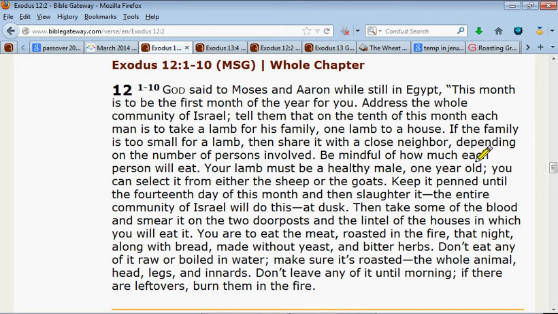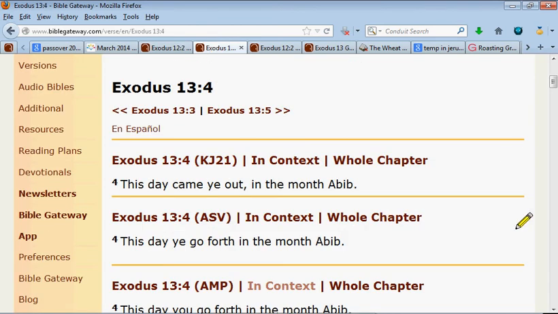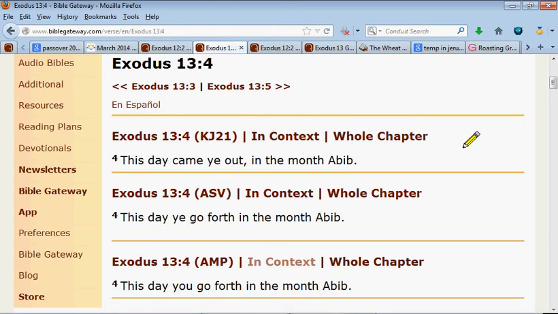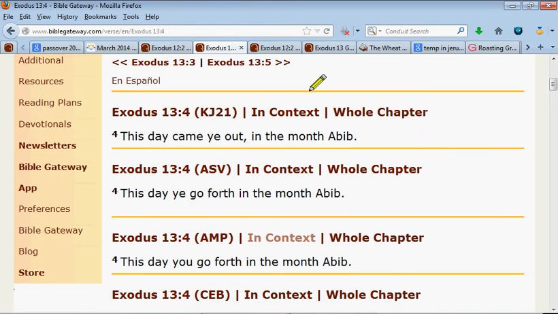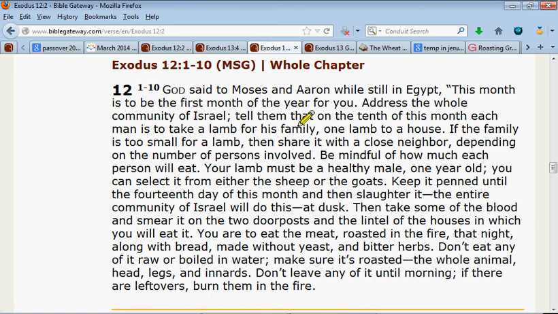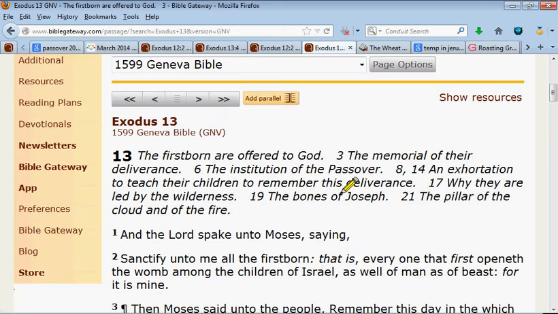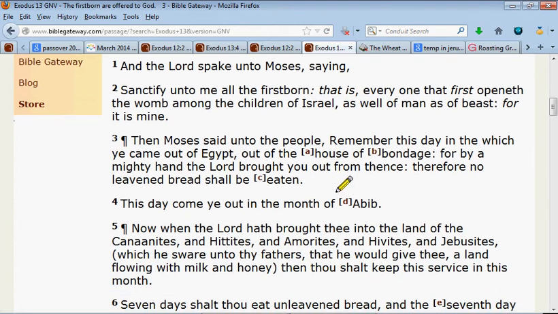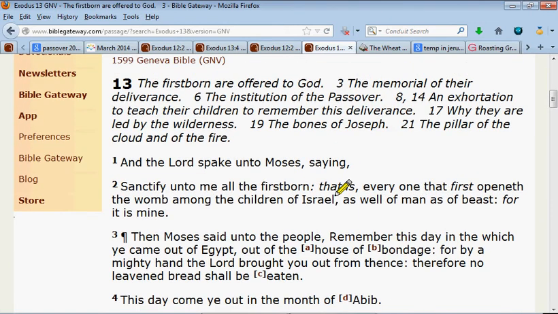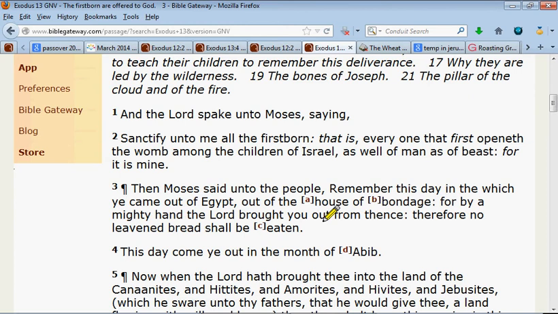And God did change the months from the 7th month, and we won't go into that in this study. The first month is Aviv or Abib. And let's go to Exodus 13:4. This is to show you that we're in the Geneva Bible, and this is first fruits that they're talking about, new corn.